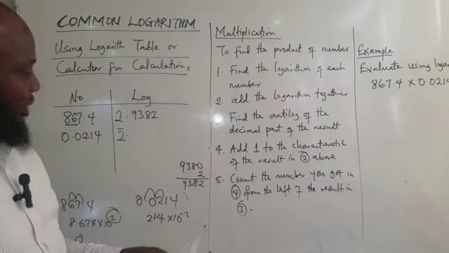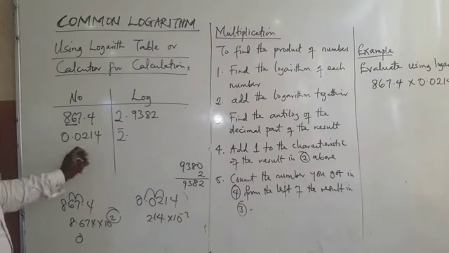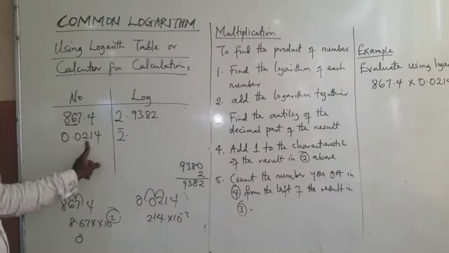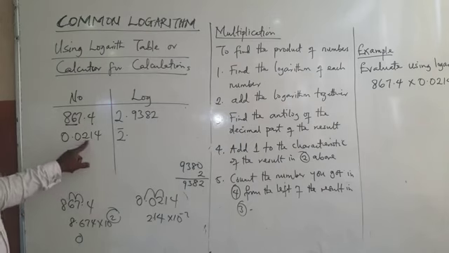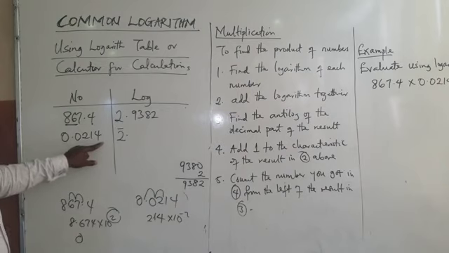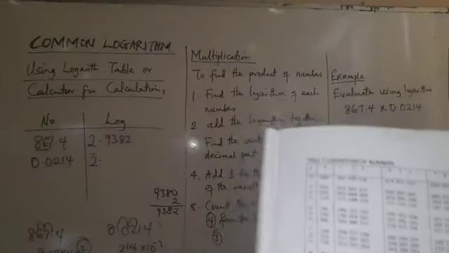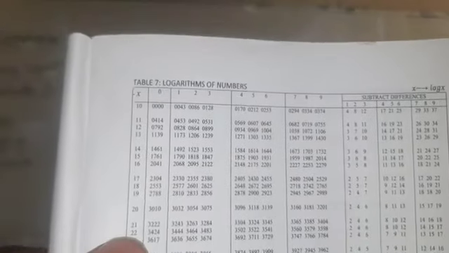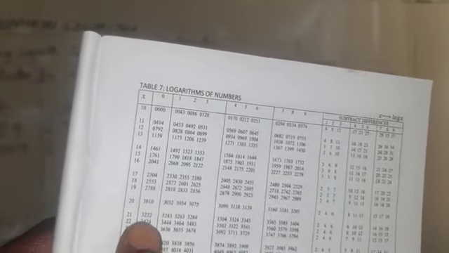So we turn to our log table 2. What we have here is 0.0214. We are not going to consider this 0. We will just go to the significant part of the number, which starts from 2. So we are going to check 21 under 2. Let's look at it here. 21. So 21 here. Alright, this is 21. As you can see, this is 21, right?